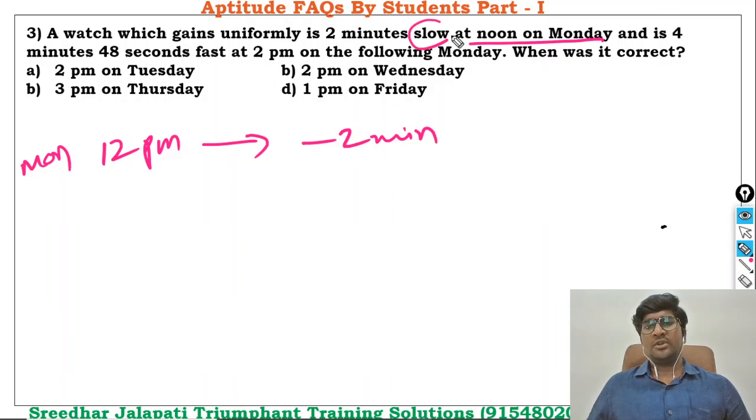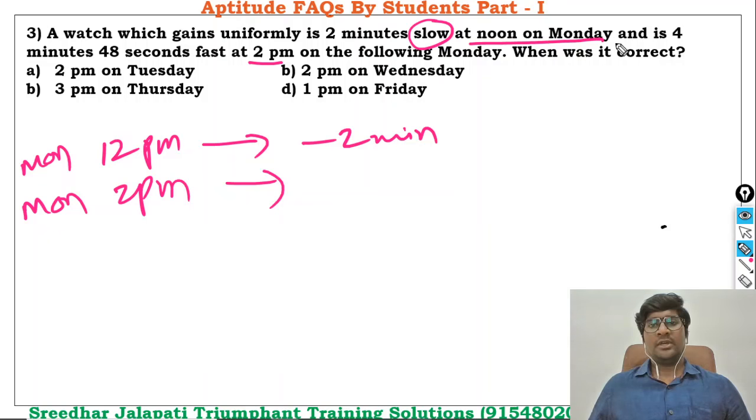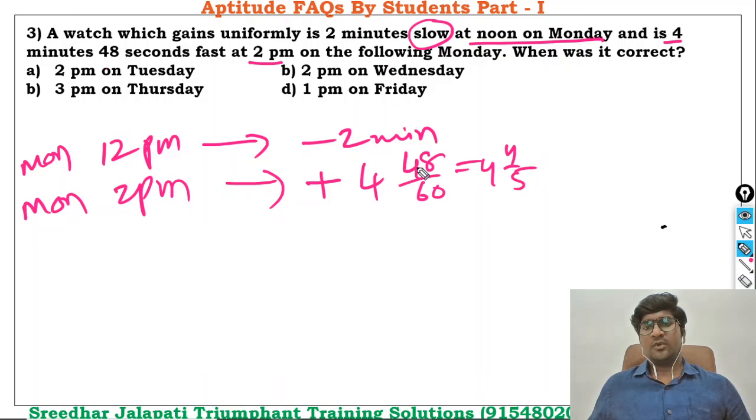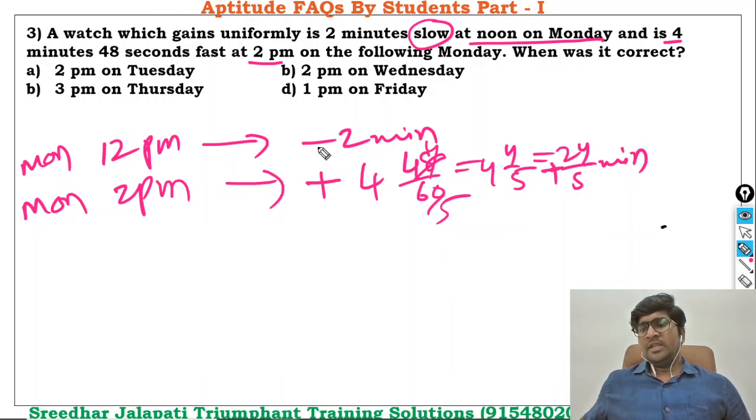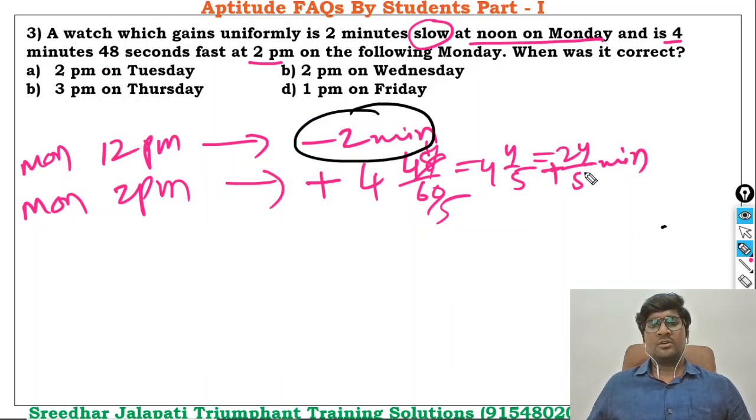In my notation, slow is minus. When did you observe the clock again? Next Monday, 2 p.m. And what is the nature of the clock? It is fast by 4 minutes 48 seconds. Fast in the sense plus. 4 minutes 48 seconds is nothing but 48 by 60, that is 4 by 5. If I simplify, 12 4s 12 5s, that is 24 by 5 minutes plus, because it is fast. Now initially this clock was 2 minutes slow, now it is 24 by 5 minutes fast.